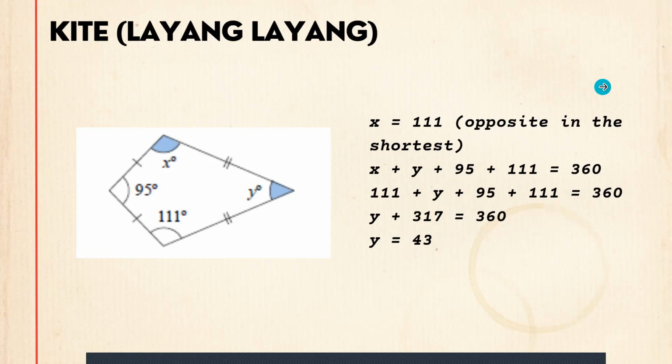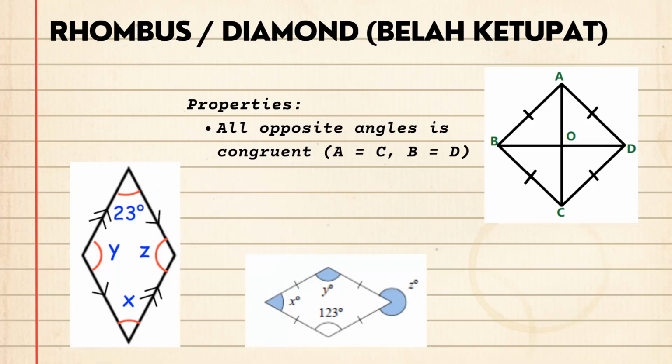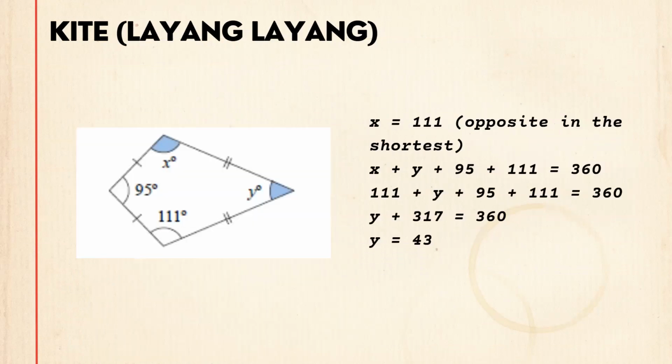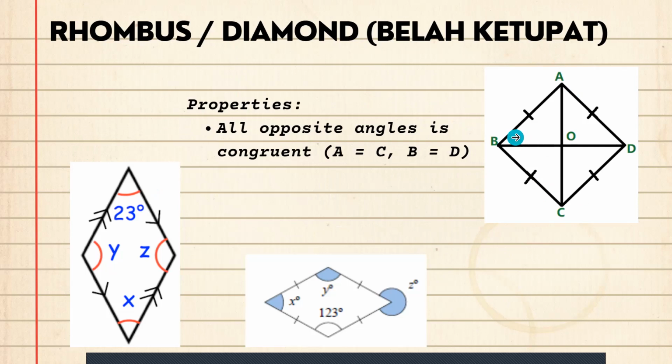Okay. Now, we go to the last part, which is the rhombus. The rhombus, which you also call a diamond, in Indonesian is belah ketupat. What are its properties? All opposite angles are congruent. In the kite, only one pair of opposite angles is congruent, but in the rhombus, all opposite angles are congruent. Angle A equals angle C. Angle B is congruent with angle D. If angle A is 60, then angle C is also 60. If B equals 100, then D is also 100.